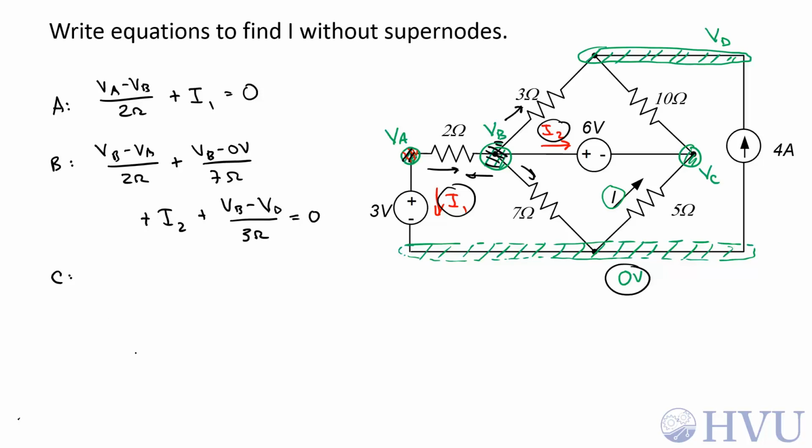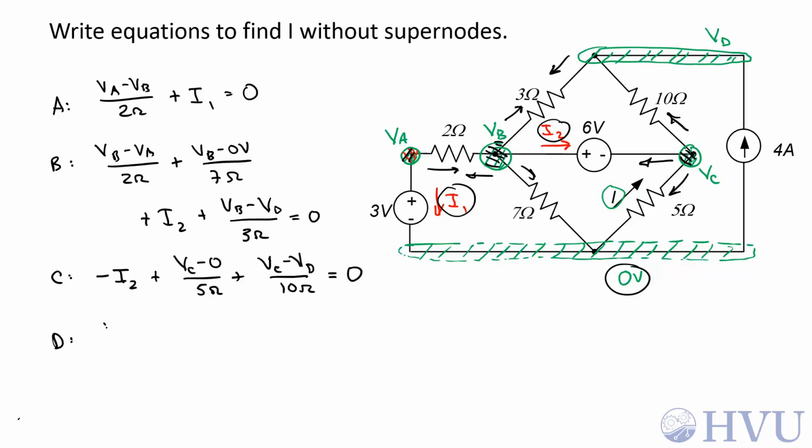At node C, over here, we sum currents leaving the node. I2 is entering, so the current through the 6 volt source leaving node C is negative I2. The current through the 5 ohm resistor, positive leaving, is VC minus 0 over 5 ohms. And finally, the current through the 10 ohm resistor towards node D is VC minus VD over 10 ohms. Those sum to 0.